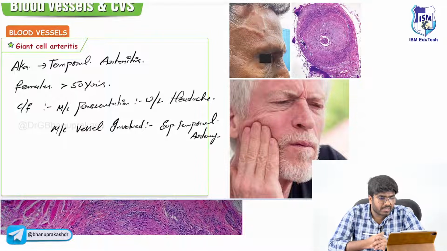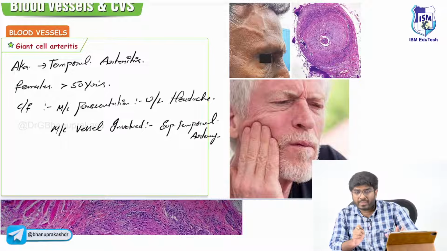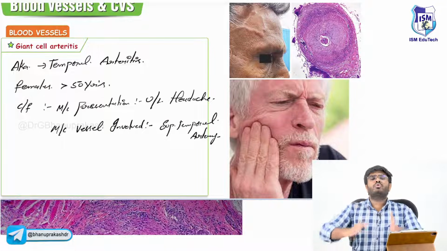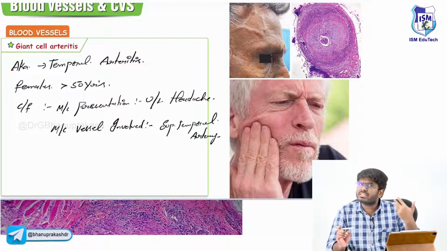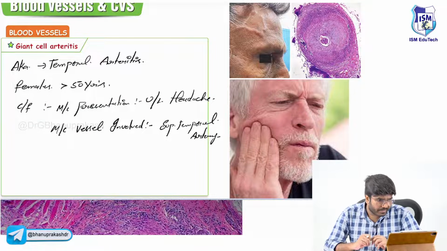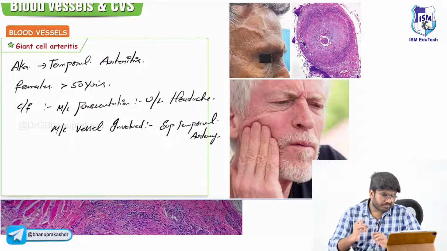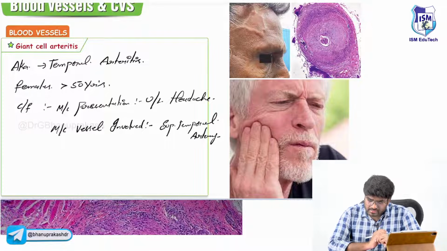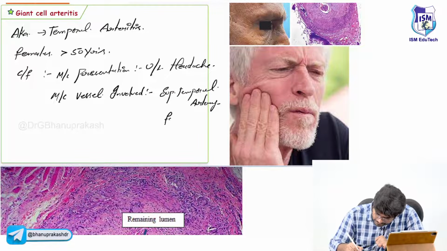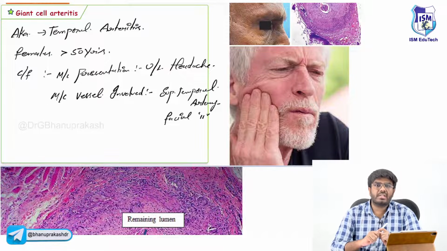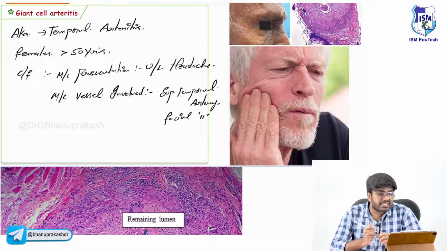See, most commonly it is seen in females. It doesn't mean it's going to occur only in females. Most commonly it occurs in females, but males also will get this. Next, the most common blood vessel involved is the superficial temporal artery. Apart from that, even the facial artery can be involved. Now, what is the most specific presentation?